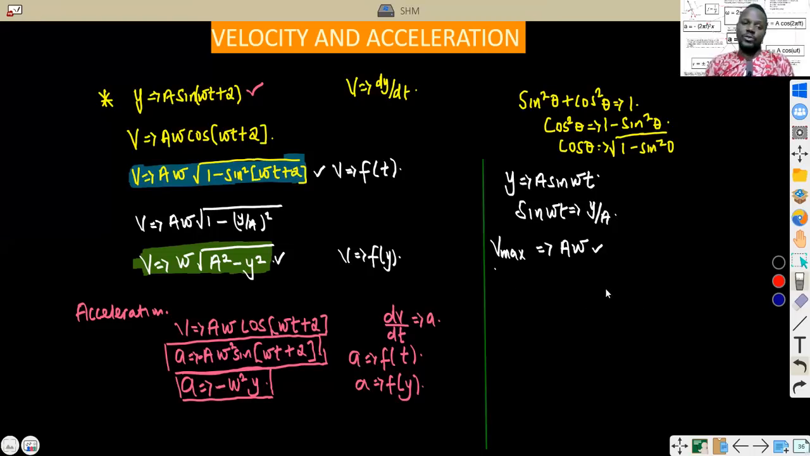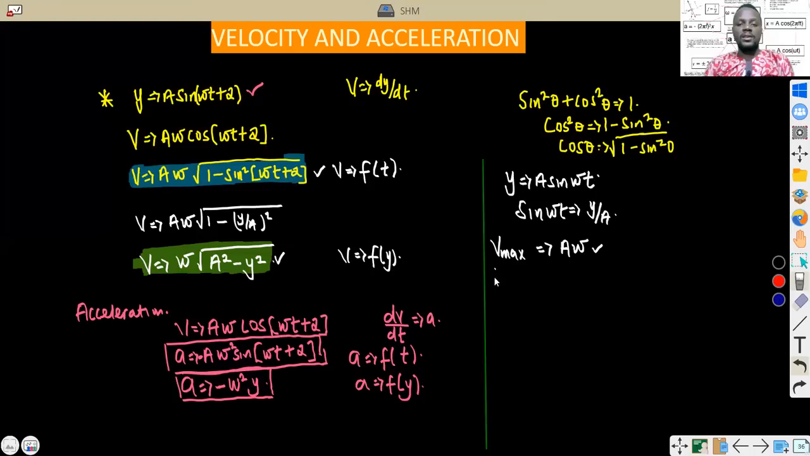So the last point I want to talk about is the same thing for acceleration. At maximum position, the body is what? Accelerating. But at mean position, acceleration will be equal to 0. So we don't need to write that. At mean position, velocity is not 0. It is maximum. So note that.